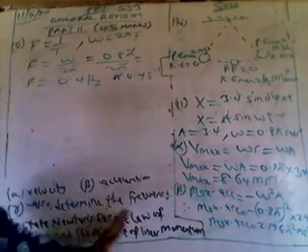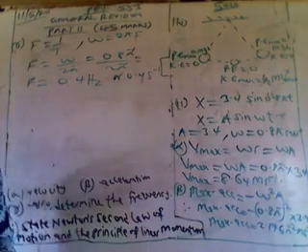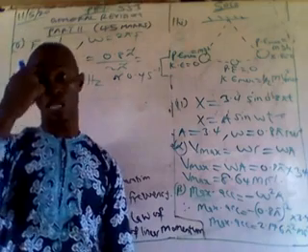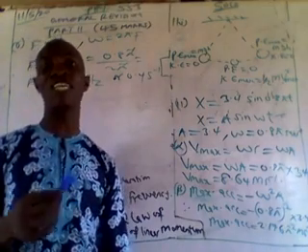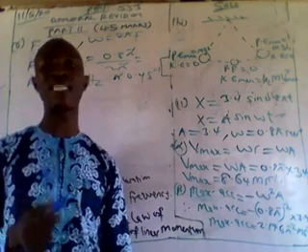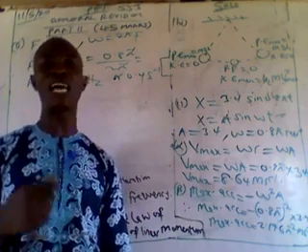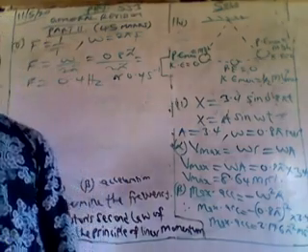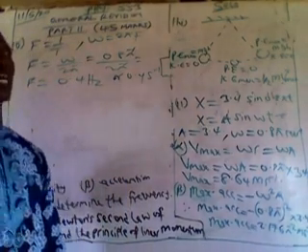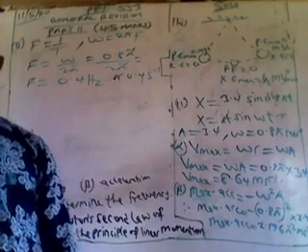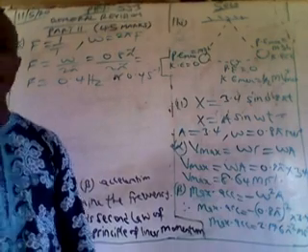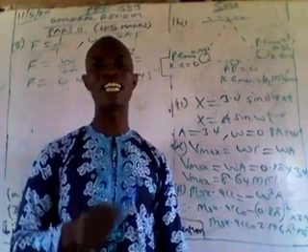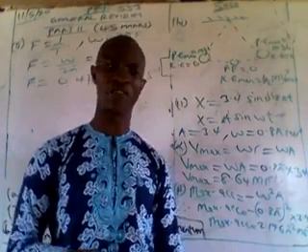Now, what is Newton's second law of motion? Newton's second law of motion says that the time rate of change of linear momentum is directly proportional to the applied force and takes place in the direction of the force.